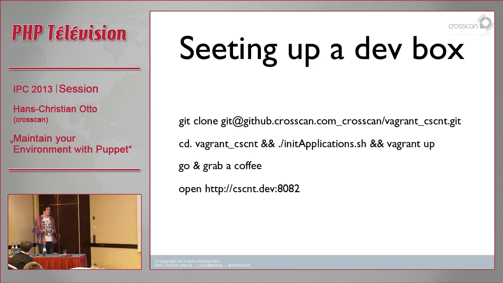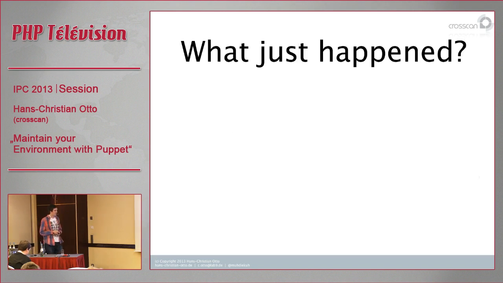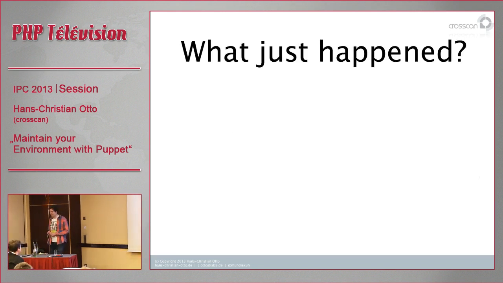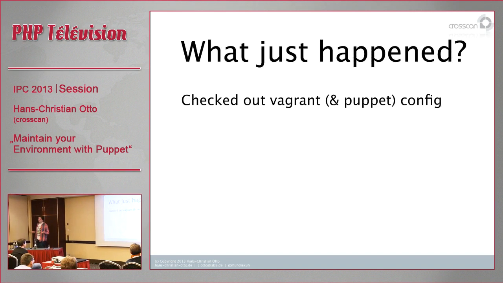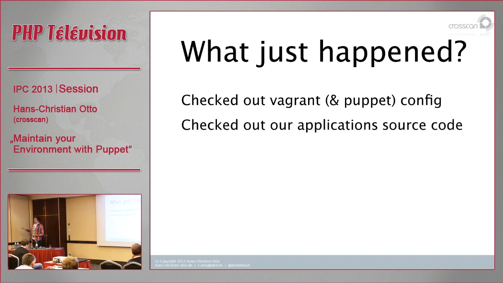This is something I really, really appreciate. But yeah, you might want to ask what just happened. At first, we checked out the Vagrant configuration. This was this Vagrant repository. It also contained our Puppet configuration. Then we checked out the application source code. This was init applications. Never mind about that one.